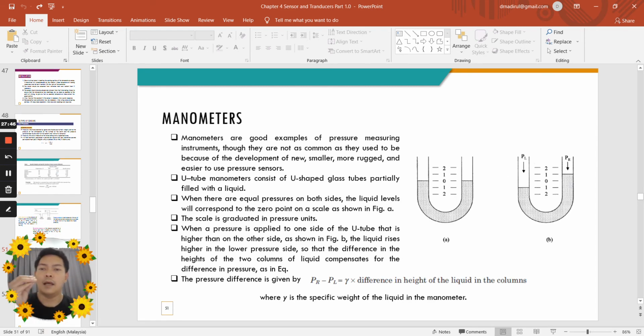Manometers are a good example of pressure measuring. When talking about pressure, one type of device that can be used to measure pressure is the manometer. A manometer is a good example of a pressure measuring instrument, though they are not as common as they used to be because of the development of new, smaller, more rugged, and easier to use pressure sensors.